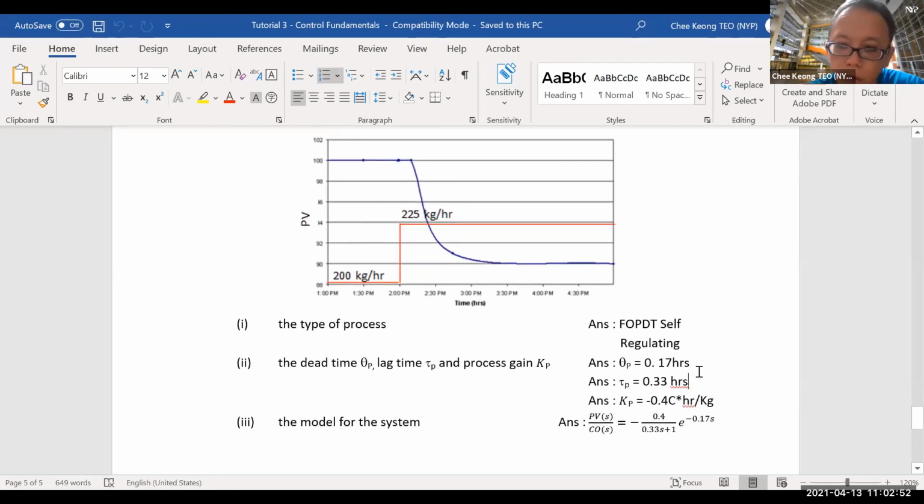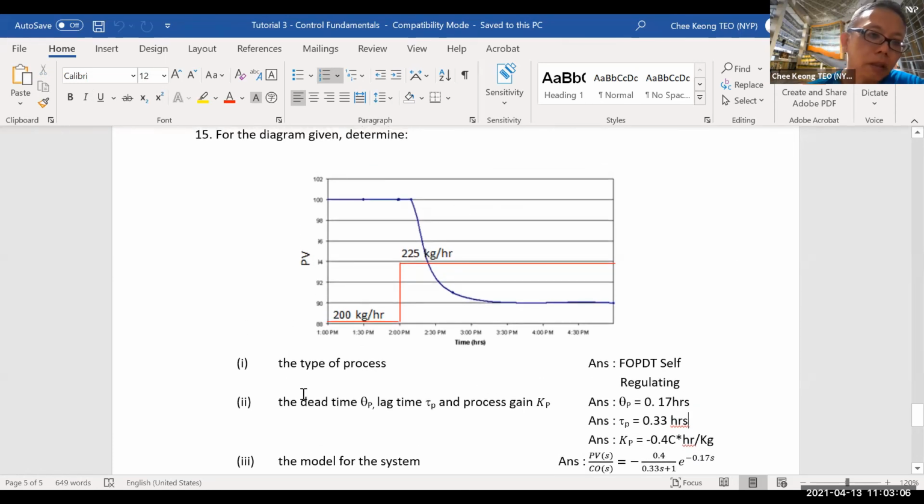Now for the model, you just plug in all the figures, and of course the dead time you put here for the shift. So this is pretty straightforward, right? This question is no problem. But seriously speaking, if you look at the formula sheet, they have a requirement in terms of minutes and hours. Let's take a look at the formula sheet.